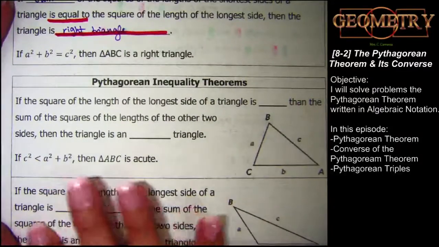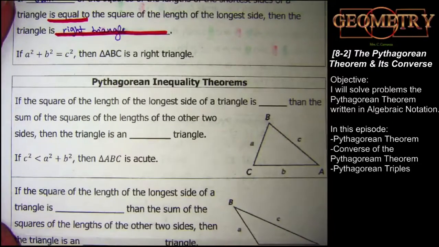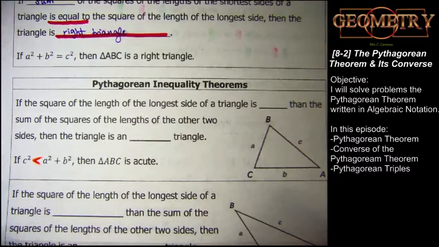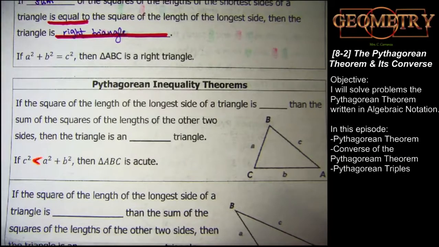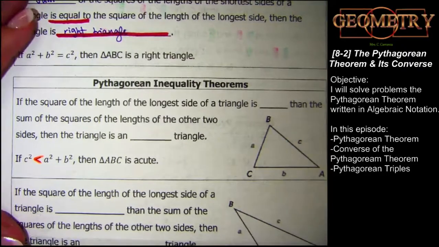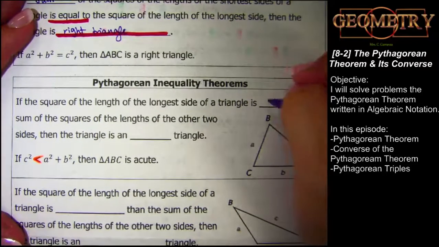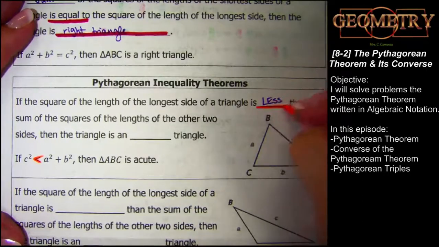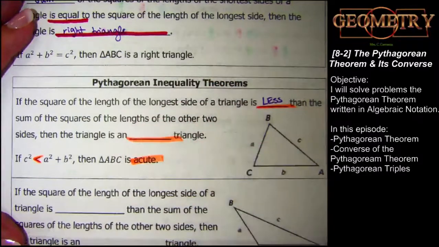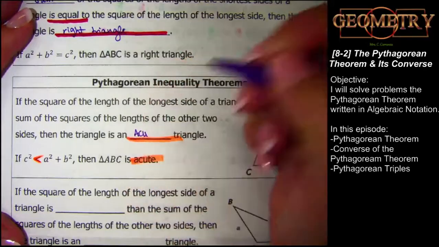What gets nice and exciting is when we start putting in inequalities. If the square of the long side, okay, we're not talking hypotenuse anymore because we're not sure if this is a right triangle or not, but if we look at the side lengths and grab the one that's the longest, if that value squared is less than the sum of the squares of the other two sides, the short sides, then our triangle is acute.